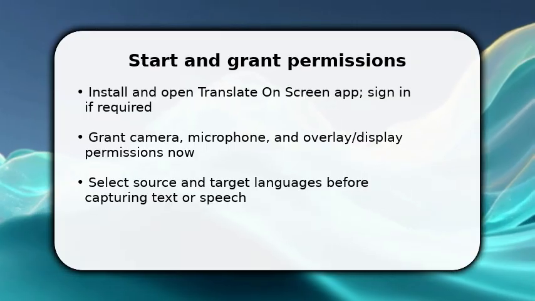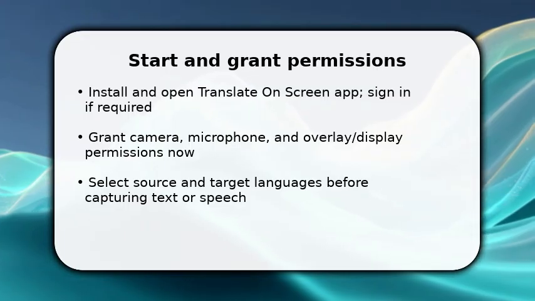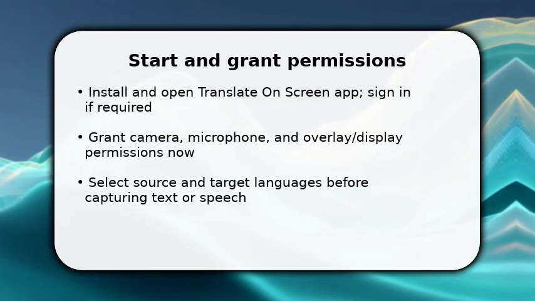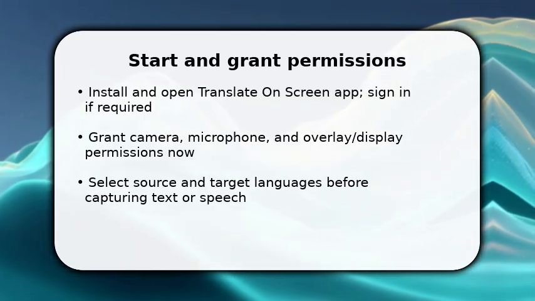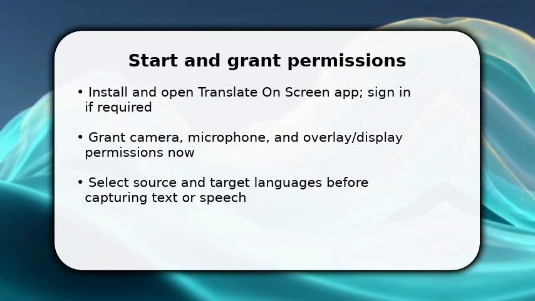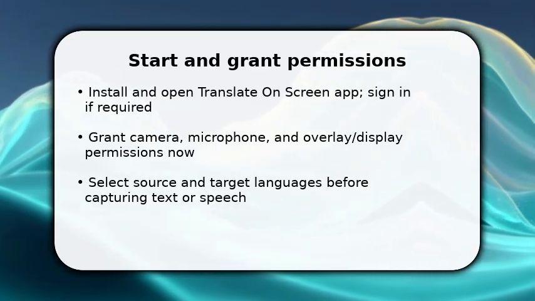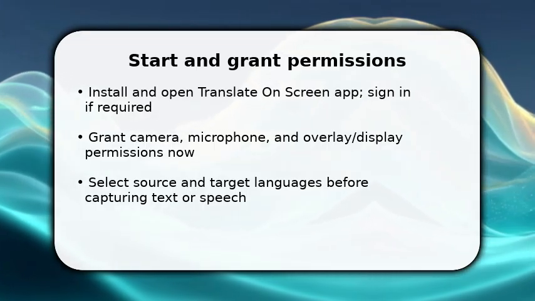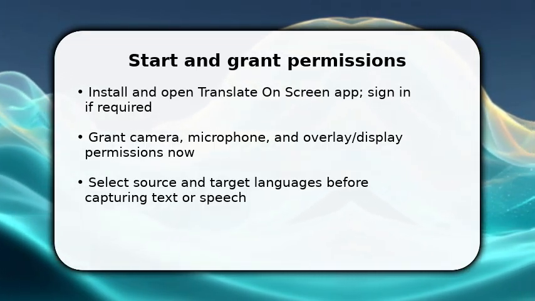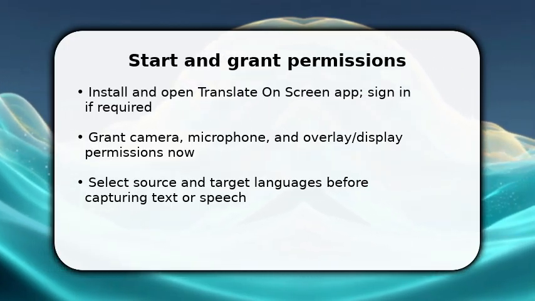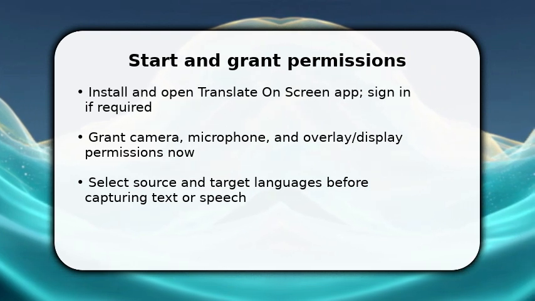You begin by installing and launching Translate on screen, then grant the essential permissions so the app can capture text and audio. Once done, pick your source and target languages. This ensures accurate recognition and translation. Make sure overlays are enabled for live translation on top of other apps, and test the camera briefly to confirm framing. You're not setting everything later. You're preparing the app to run immediately so the next steps produce reliable, real-time results.